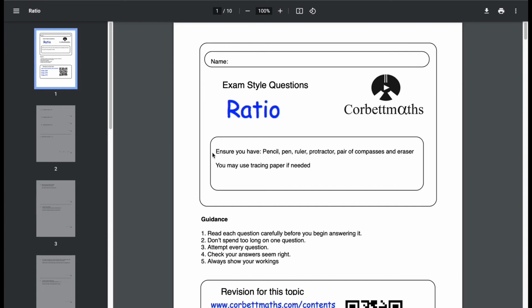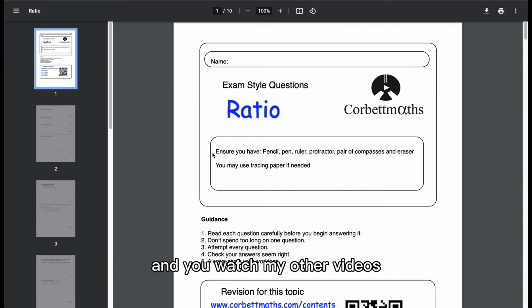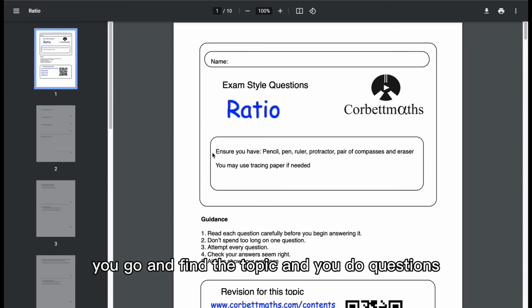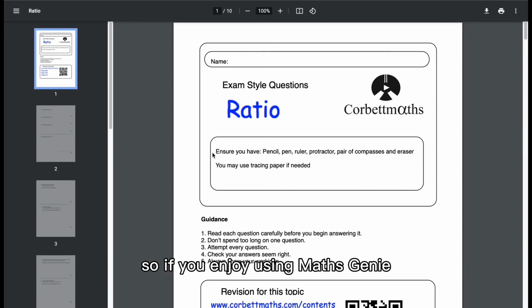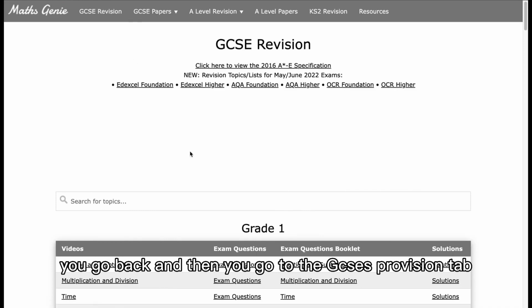You do this, you write down the topics that you don't know, and you watch my other videos. So say you don't like Maths Genie, so you like Corbettmaths, one of those videos, or Seneca Learning, which is another useful topic. You go and find the topic and you do questions, and you use that technique to learn that topic. So if you enjoy using Maths Genie, it's not a big deal, you go back, then you go to the GCSE revision tab, then you go for the topic.